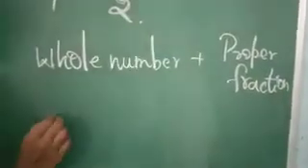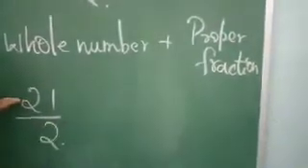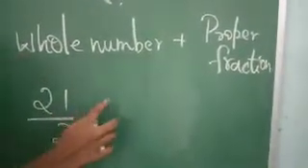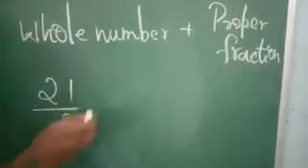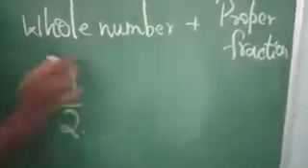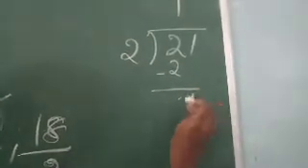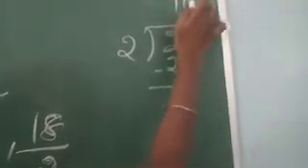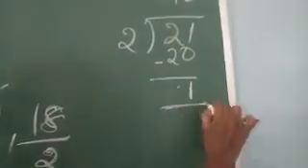See here I am going to take 21 by 2. Which type of fraction is this? It is an improper fraction because here the numerator is greater than the denominator. Now I am going to convert this improper fraction into a mixed fraction. For this you divide 21 by 2. 10 2s are 20. So you are getting the remainder as 1.